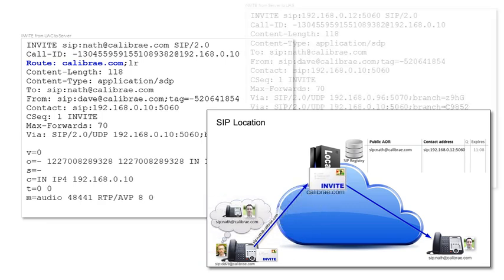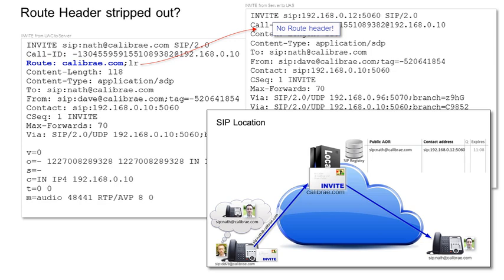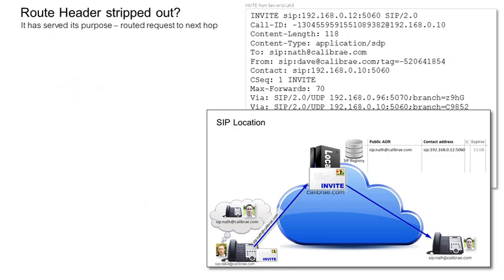Looking now at the downstream request from server to UAS, we see the route header's been stripped out. Why? Because it's served its purpose. It's because of the route header that the request was routed to the server in the first place. Having now arrived, the route header has served its purpose and is removed.